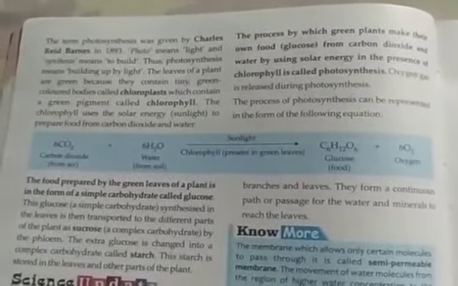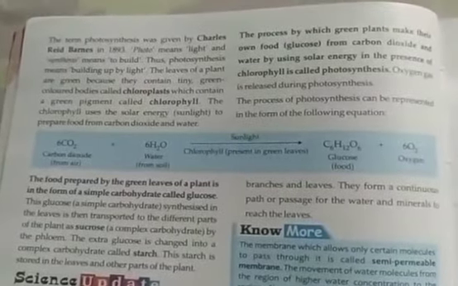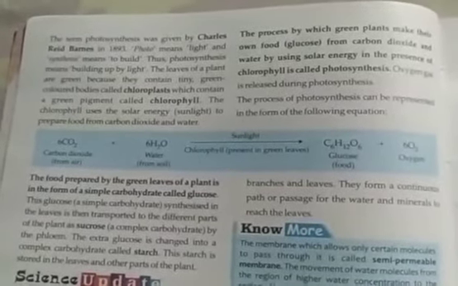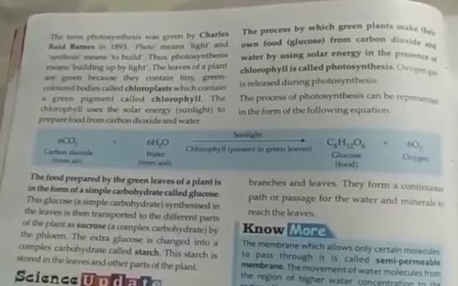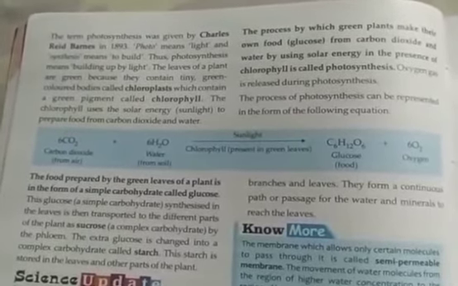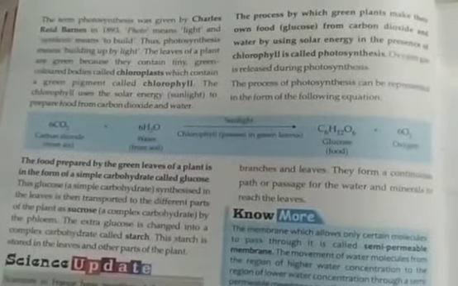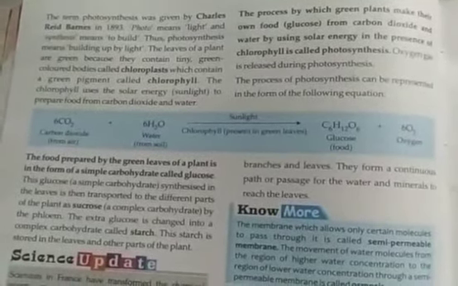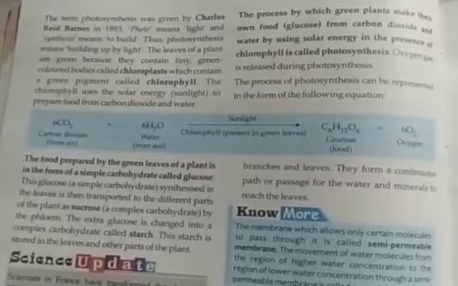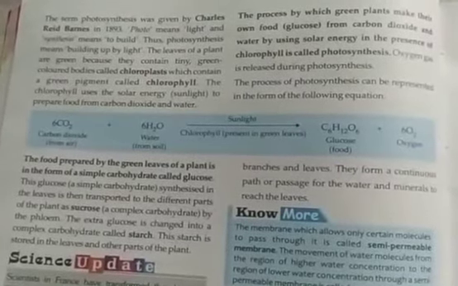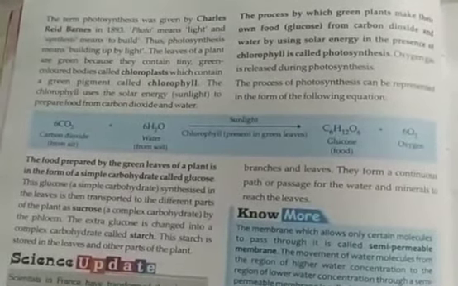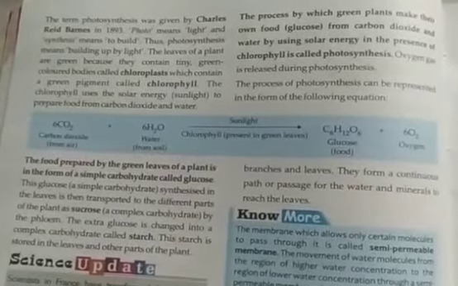Now, glucose is actually a source of carbohydrate. Okay? And this carbohydrate, when prepared, is then synthesized in the leaves as sucrose, and the sucrose is then circulated in the parts of the plant with the help of a tissue which is called phloem. Okay?